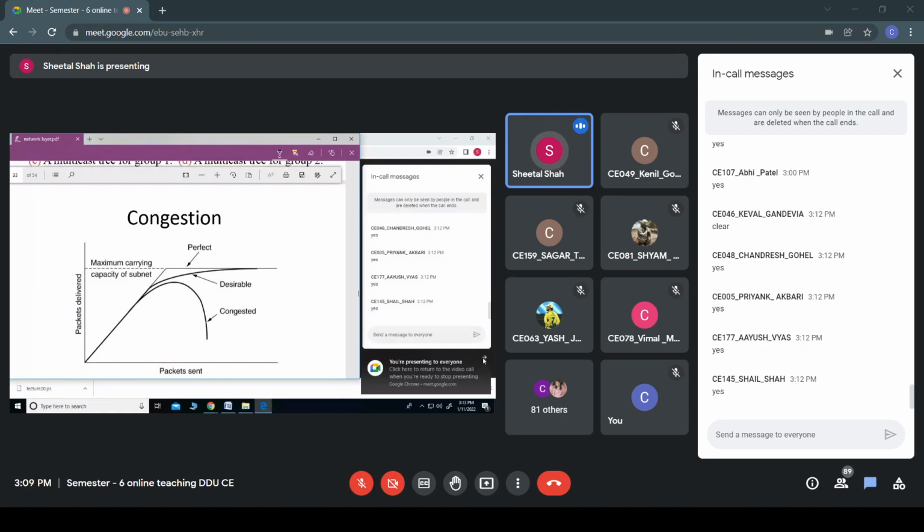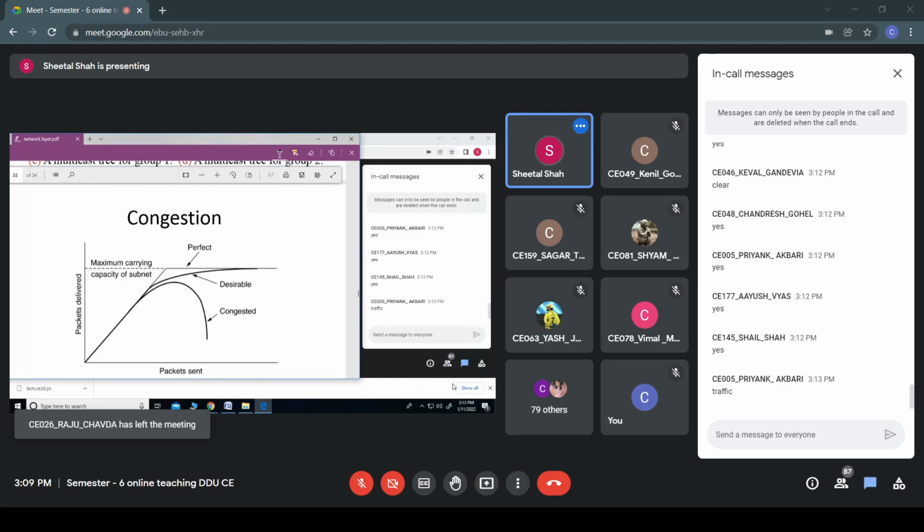So the next topic is congestion. What do you mean by congestion? Traffic. I mean, heavy traffic, you can say. Okay. Congestion refers to if there are too many packets.